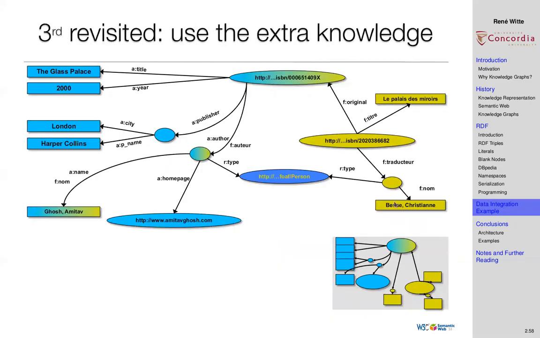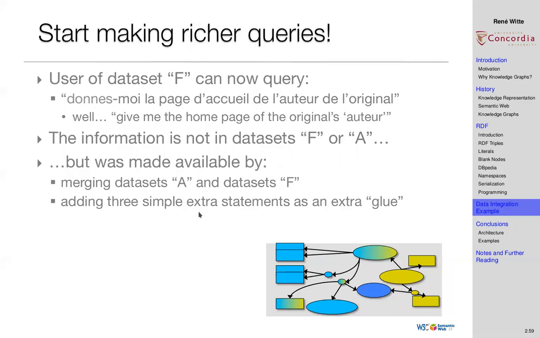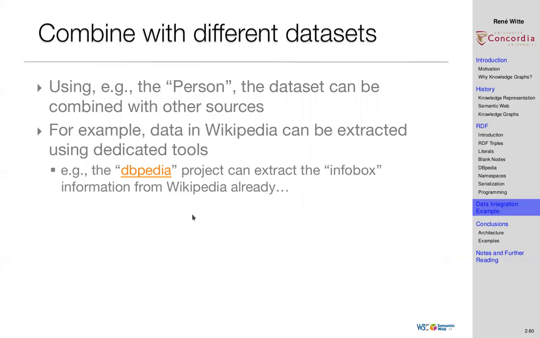If you look here, we have the French version, we have the author of the original, and in the original dataset, we also had the information about the homepage. So we can answer this question as well. And we don't have to stop here. So far, we only merged the two datasets from the systems themselves, the database from the French bookstore and from the English bookstore, but we can merge this with any other knowledge graph on the web.